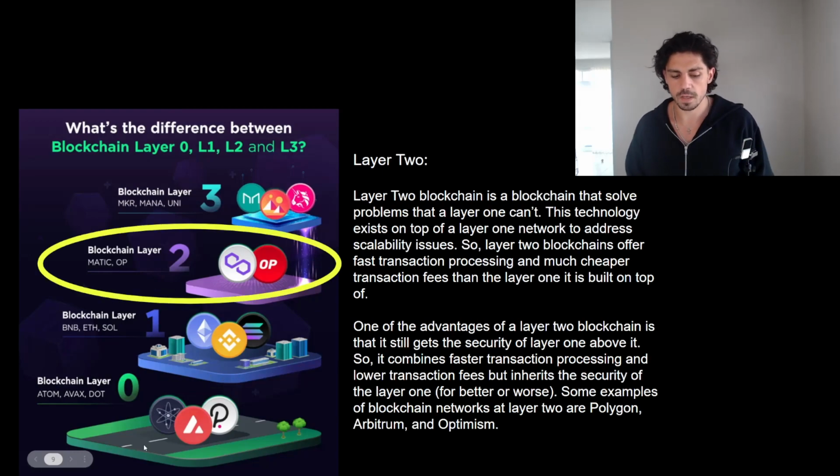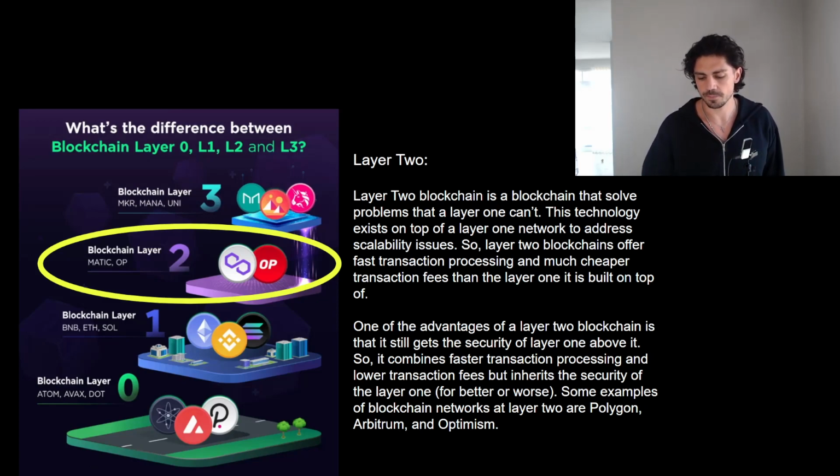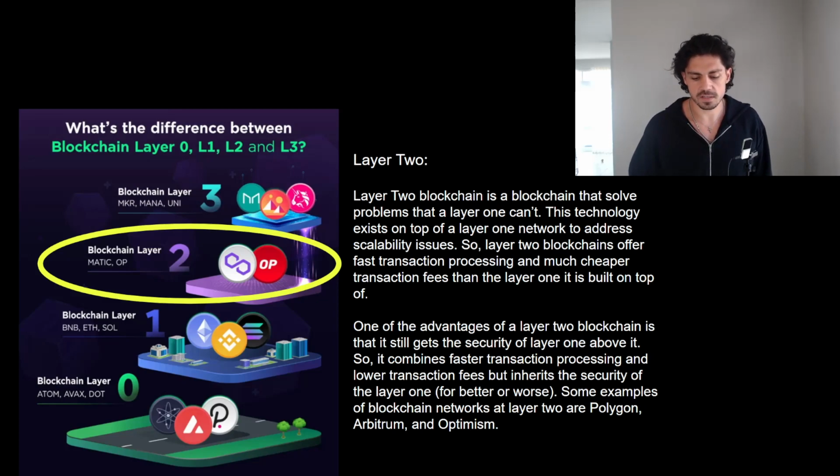So a layer two blockchain is a blockchain that solves problems that the layer one can't, okay? So this technology exists on top of a layer one to address, typically, scalability issues. So Ethereum has Polygon, right, built on top of it, and Polygon transactions are like 1/100th the price, right? If you guys haven't played with Polygon, it's worth trying out sometime. And one of the advantages is that you still get to use the security of layer ones.